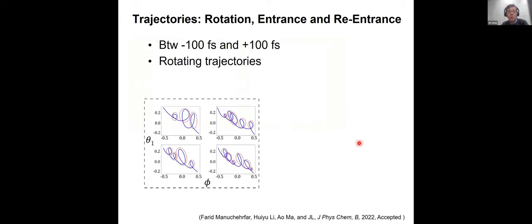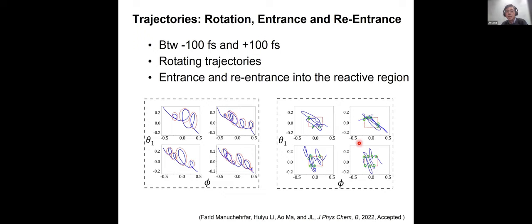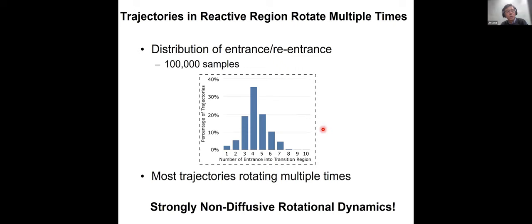So in fact, we can look at the details of these trajectories. We take these trajectories, and you can see a lot of them indeed are rotating three times, four times, five times in the reactive regions. But we can broaden this by looking at entrance and re-entrance into these reaction regions. You can see a lot of these trajectories enter these regions multiple times, and this is highlighted by this green circle. And if you plot, not all the trajectories, we take 100,000 samples and look at the distributions of how often they enter the transition regions. The majority of them go through the transition regions three times, four times, five times. So there's really strong non-diffusive rotational dynamics going on during these reactions.